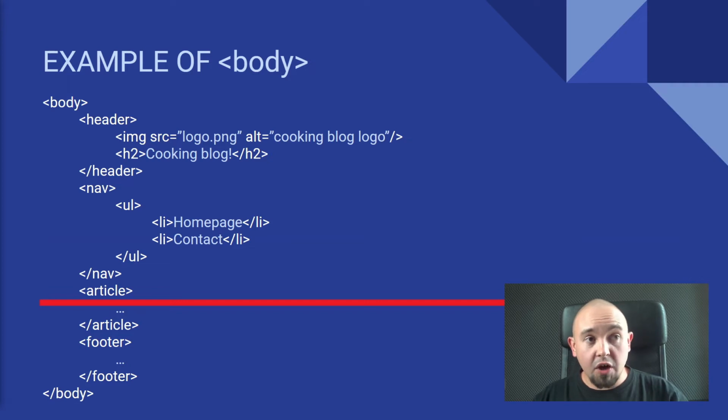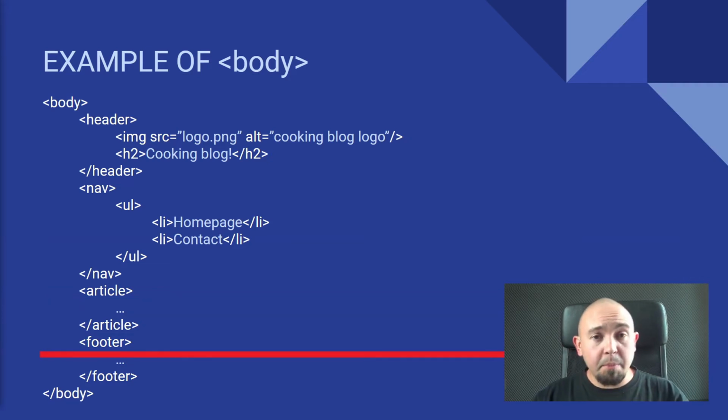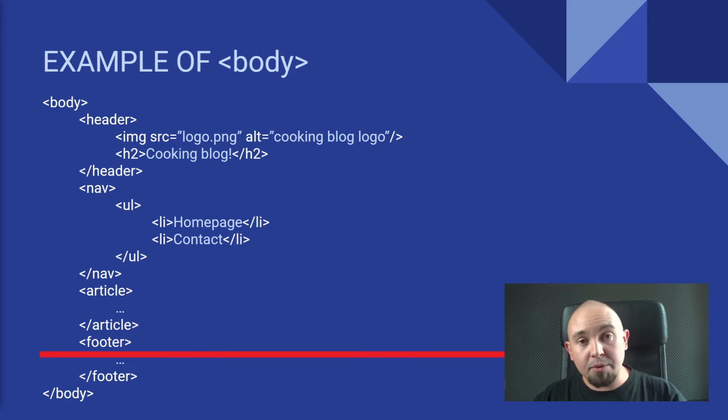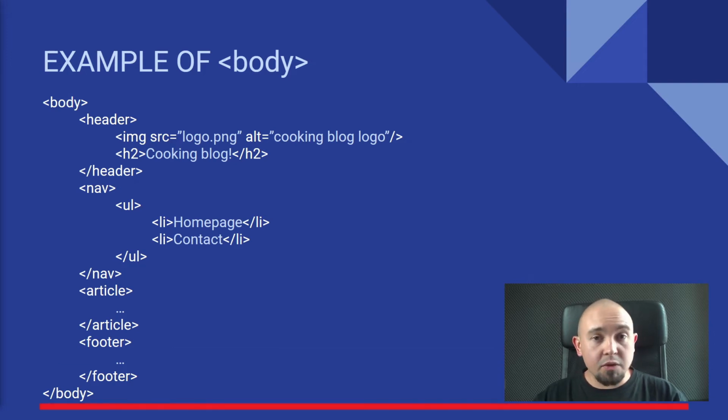Next, we can have the article tag where we can place our article. And usually at the bottom of our website, we can place a footer tag, where we can put some info about the author, copyrights, and contact. At the end, we close our body tag, and that's all. This is how the structure of our website may look.